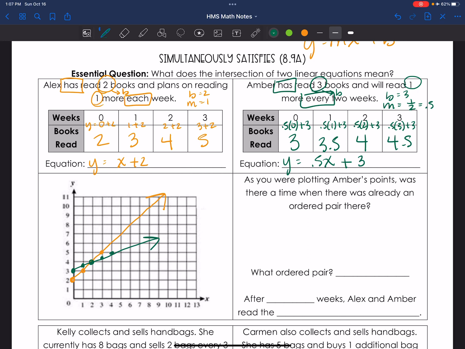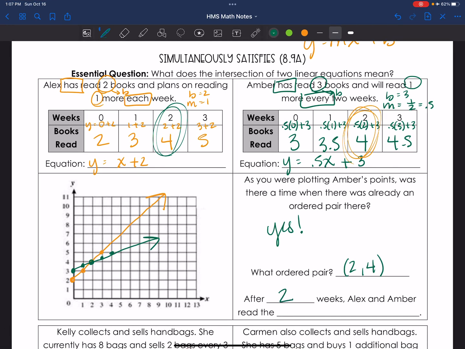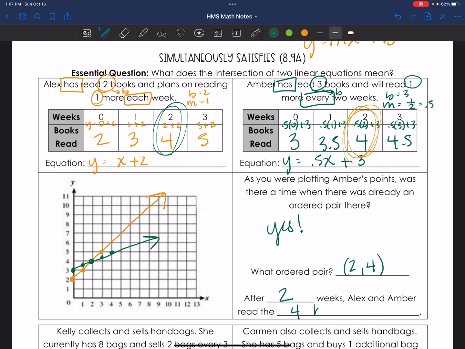As you were plotting Amber's points, was there a time when there was already an ordered pair there? Oh, why, yes, there was. The ordered pair was 2, 4. I could also see that in the tables. I have 2, 4 and 2, 4. Let me do that in orange. I like my color coding. So after 2 weeks, Alex and Amber have both read 4 books. The same number of books.